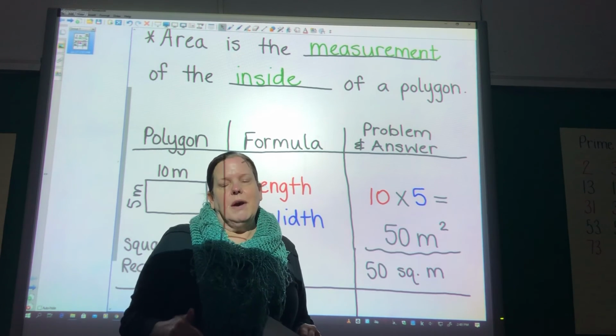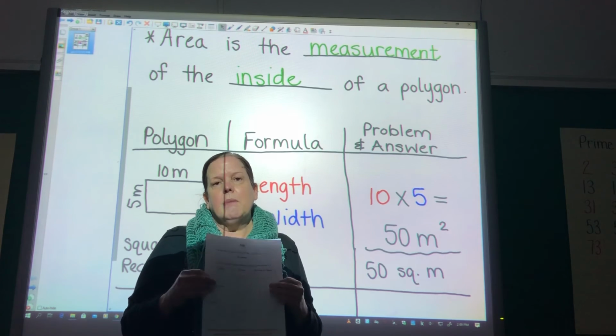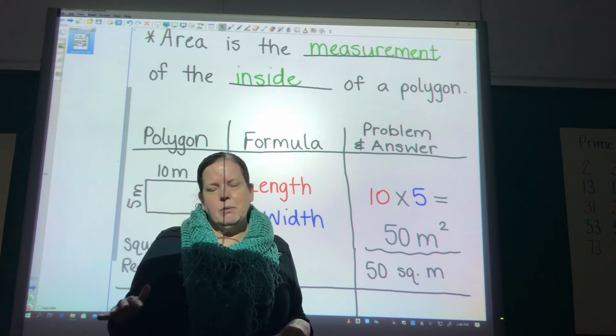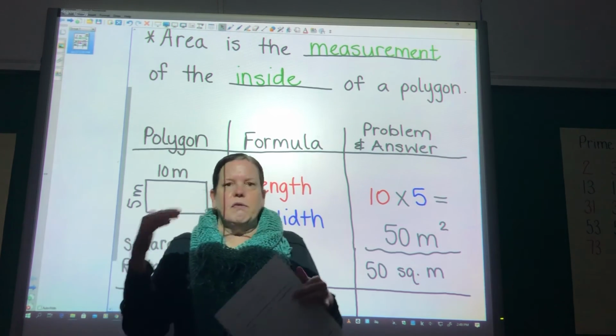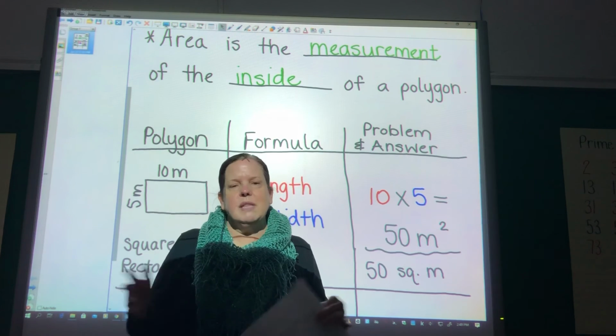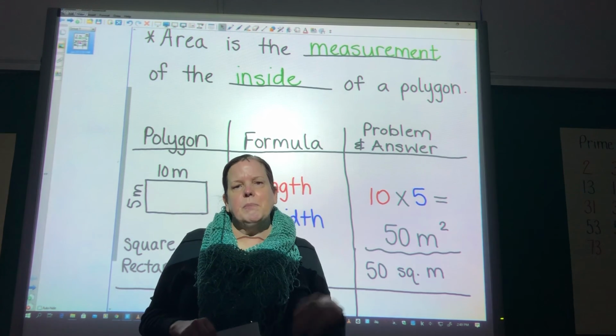Okay, so you'll have the 3 worksheets. Do not use a calculator. All of these numbers on these worksheets you should be able to do without a calculator. If you have made your multiplication chart like we did last year, you can use that, or you can just figure it out on a piece of paper.